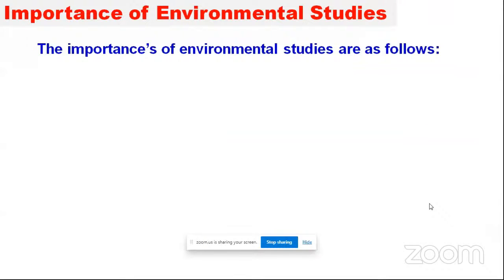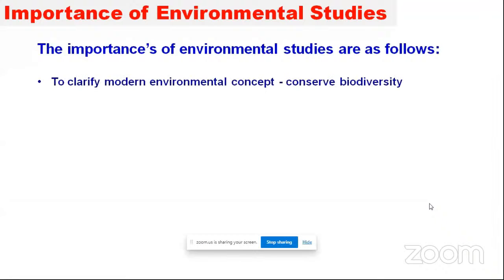Now, importance of environmental studies, I have put some bullet points, you can see. To clarify modern environmental concept, to conserve biodiversity. Now, you can ask me, what is the meaning of this biodiversity? Bio means that which lives, including man, all the living organisms on the earth. It could be a microorganism, it could be an insect, it could be a lizard, it could be a human being, it could be a plant on the land and in the aquatic system. Whatever that living characteristic is always, that which has DNA, that which can duplicate, that which can reproduce. That is the definition of life.